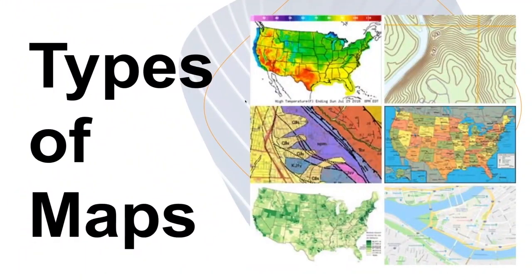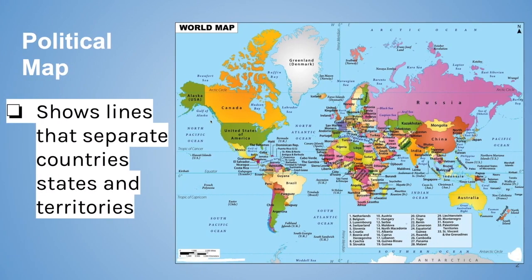Hi guys, I wanted to spend some time and just provide you a little bit more of an explanation around this idea of the different types of maps, because each type of map has a very specific purpose and it's important that we understand the differences. So the first type of map that we'll look at is the political map, and you can see the political maps show the lines that separate countries and states and territories.